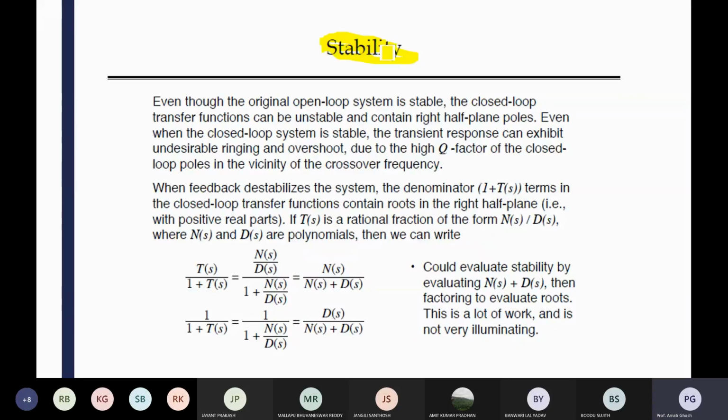So what is their opinion? Even though the original open loop system is stable, the closed loop system transfer function can be unstable and contain right half plane poles. When you make your system a negative feedback loop, you have to find the characteristic equation. If you are able to find the roots of the characteristic equation, you get the poles. You are concerned about the denominator, not the numerator, though definitely there is an effect of the numerator.